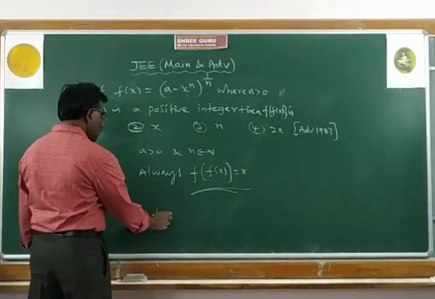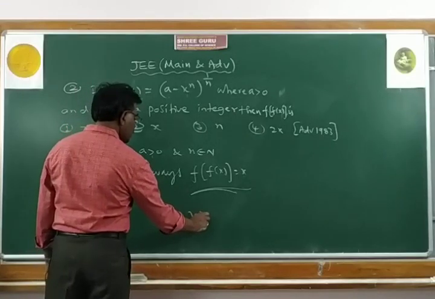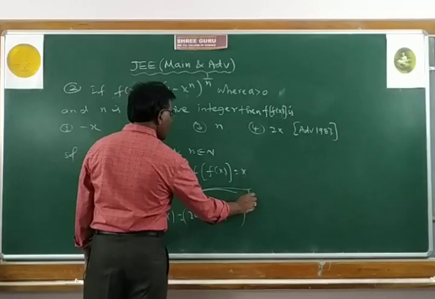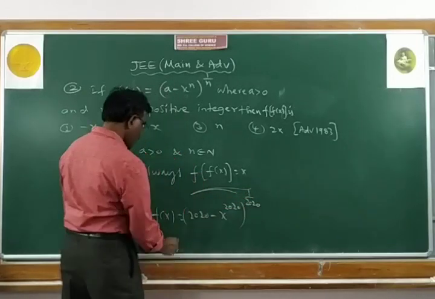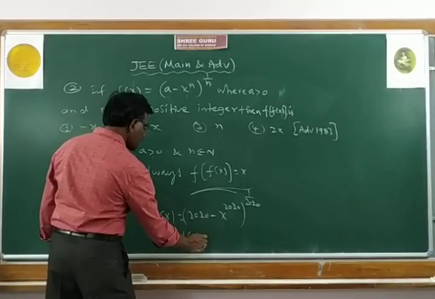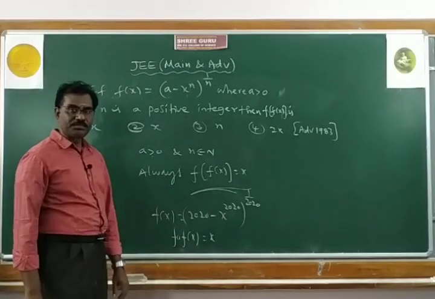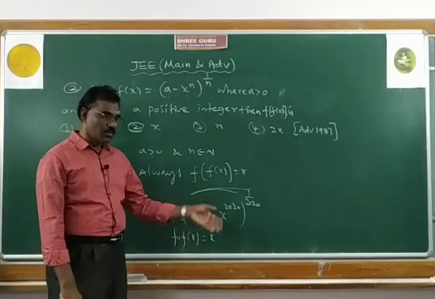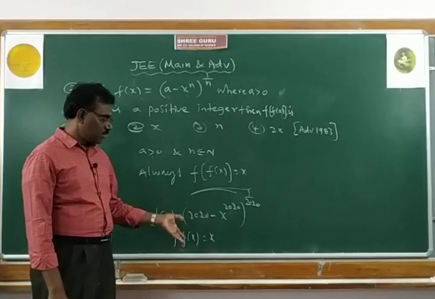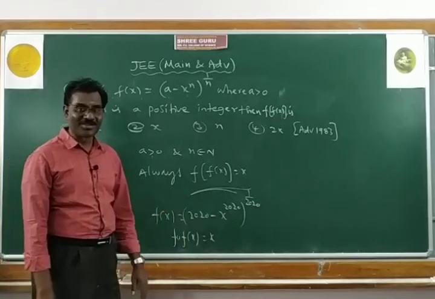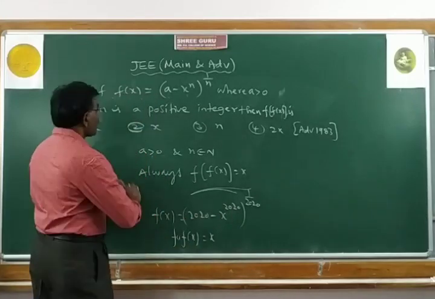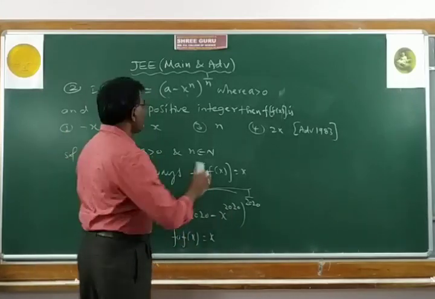f(x) is equal to (2020 minus x to the power 2020) whole raised to 1 by 2020. What is the question? f composition f of x. So this is always x only. Options will be there, 2020 is the first option. When 2020 is among the options, 2020 only is the answer. f of f of x is x always. Okay, so this is 1983.